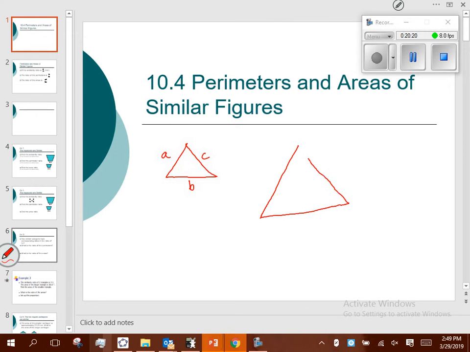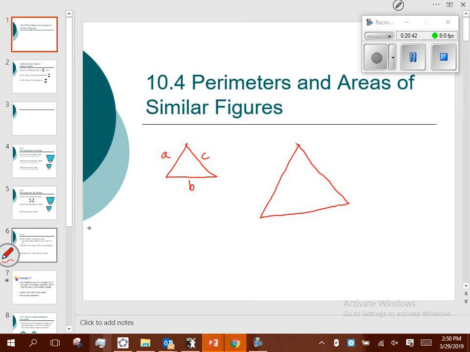And let's say that I give you a scale factor of D. Okay? A scale factor of D. What are you going to do with this A to come up with this side here, if these two shapes are going to be similar? You're going to multiply it by that scale factor I gave you, right?